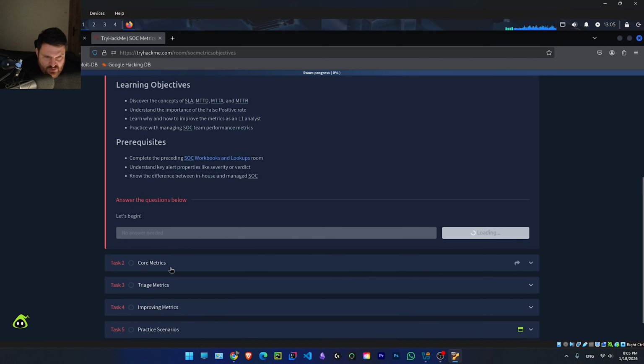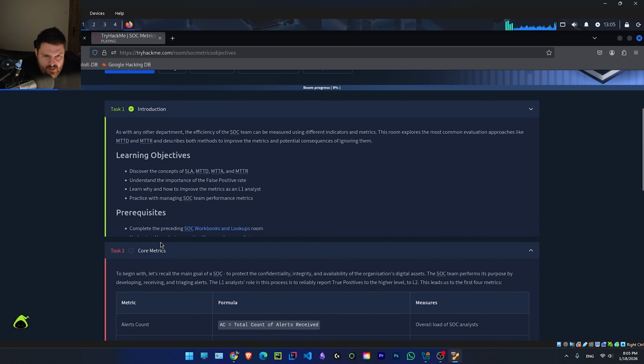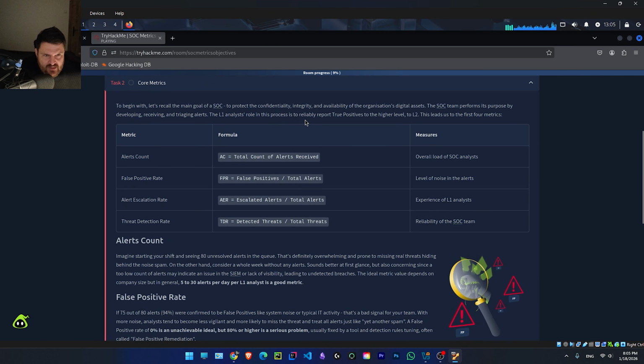Task number 2, core metrics. To begin with, let's recall the main goal of a SOC: to protect the confidentiality, integrity, and availability of the organization's digital assets. The SOC team performance is driven by developing, receiving, and triaging alerts. The L1 analyst's role in this process is to reliably report true positives to the higher level, to L2.